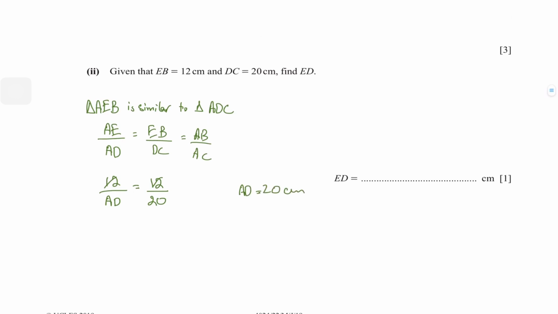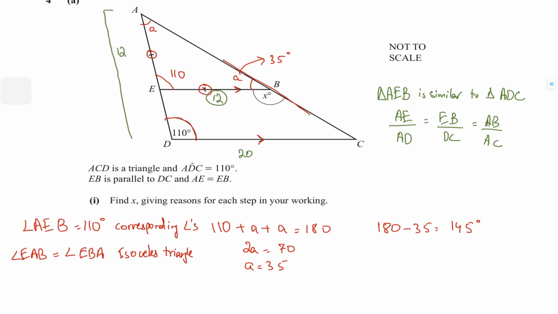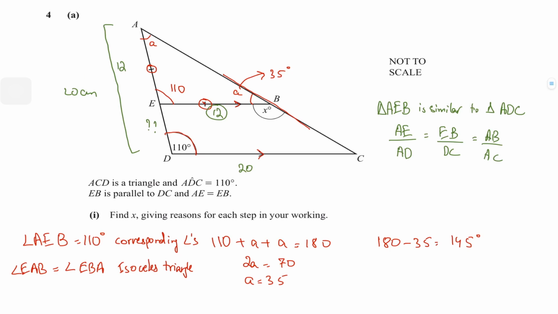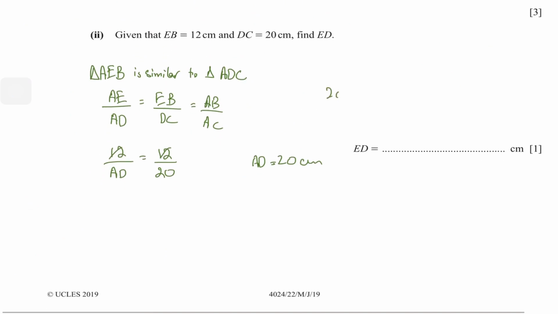Now at this point I should tell you not to get carried away, because we've only figured out what AD is equal to, which is 20 centimeter, and the question is asking us to figure out what ED is equal to. I'm sure you can do this now. ED is going to be equal to 20 minus 12, which is going to be equal to 8 centimeter. So there you go.